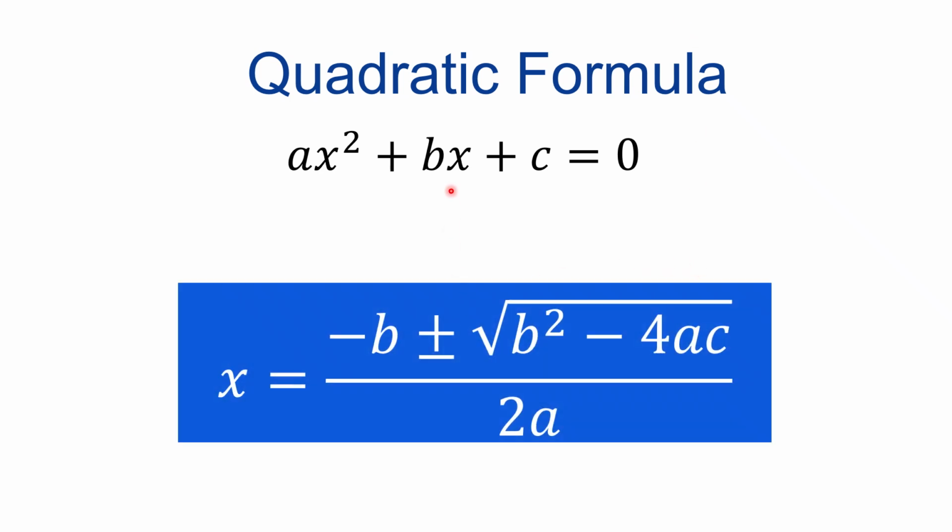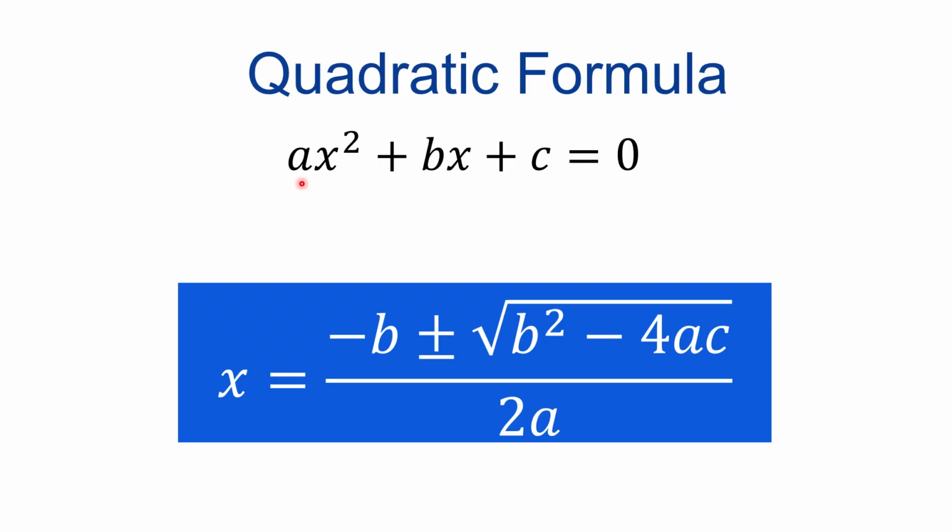We can always use the quadratic formula to solve a quadratic equation. The quadratic formula is given to us in the box. X is equal to negative of b plus or minus square root of b squared minus 4ac. That whole thing is over 2a.